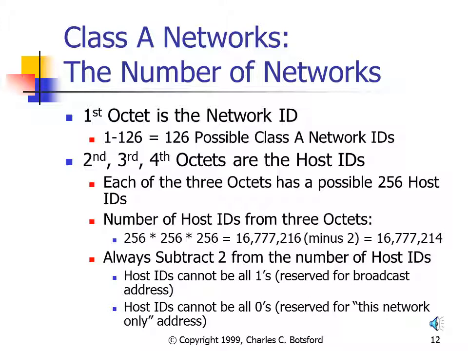Keep in mind that whenever we calculate the number of addresses, we always subtract 2 from that, because any host address cannot be all zeros or all ones. So for instance, if our network address was 33.0.0.0, we could not use the host ID 33.0.0.0 because that indicates the network address, and we could not use the host address of 33.255.255.255 because that's reserved for broadcasts.